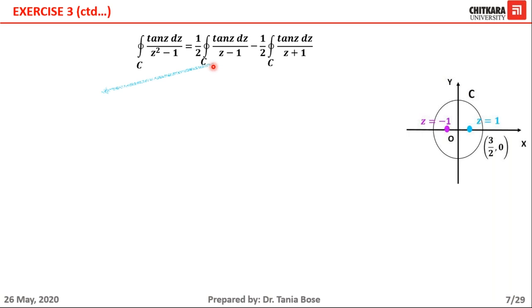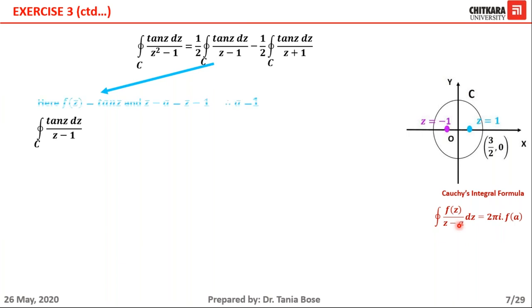Now when I compare it, let's calculate the first integral. Now, when I compare it with the Cauchy's integral formula, this was our Cauchy's integral formula. So, when I compare it, your f of z is tan z. Z minus a is z minus 1, so a is 1. So, the first integral becomes equal to 2 pi iota tan 1.